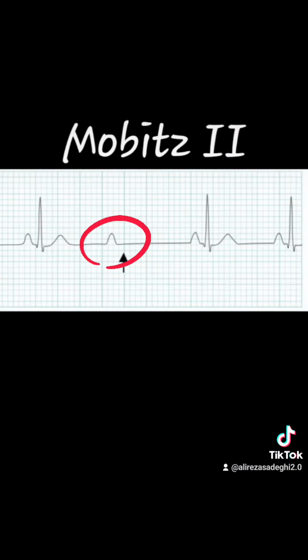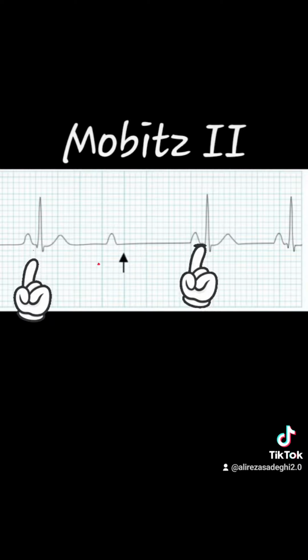Now let's look at this one. Here is your non-conducted P wave. And if you look at the PR interval after and the PR interval before, you see that they're the same exact measurement. And for that reason, this is another example of Mobitz 2 or second degree type 2.